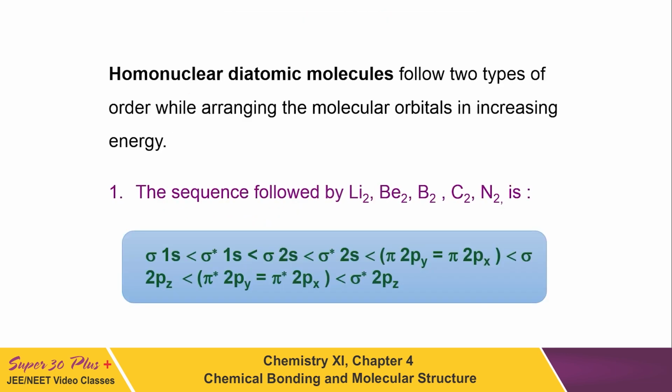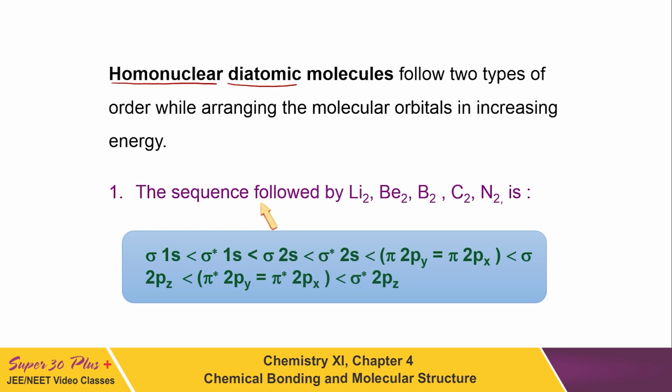Now, what are the homonuclear diatomic molecules? Homonuclear diatomic molecules means, of course, they are diatomic, and the term homonuclear means both the atoms are of the same type. So if both the atoms are of the same type, students, it is called homonuclear, right? So homonuclear diatomic molecules follow two types of orders while arranging the MO in the increasing order of energy.